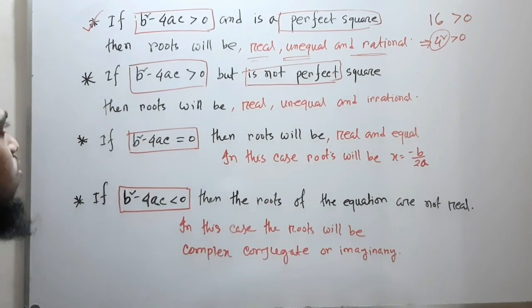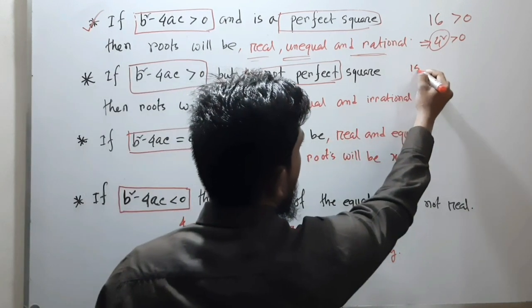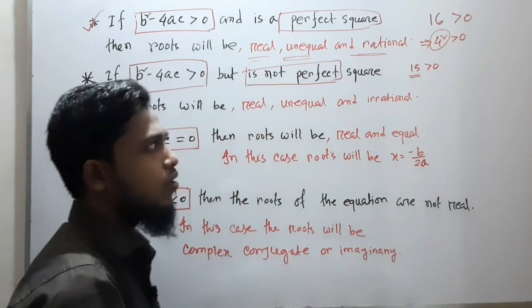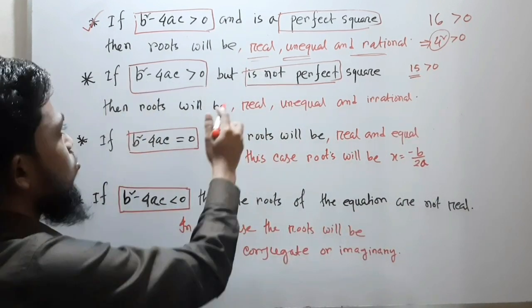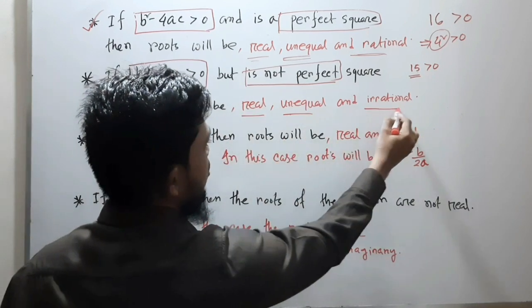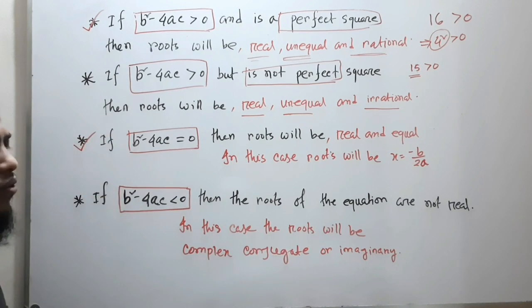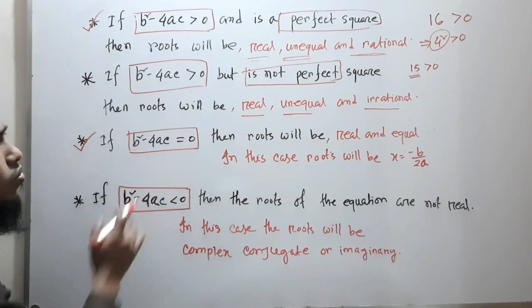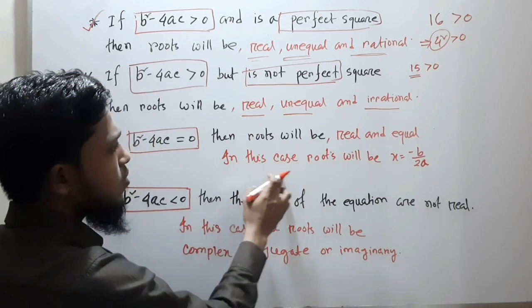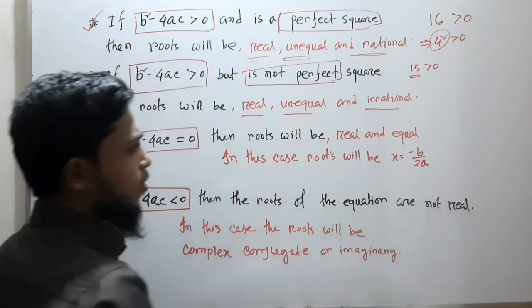suppose b square minus 4ac's value is 15, which is greater than 0 but 15 is not a perfect square. In this case, the roots will be real, unequal and irrational. Our third condition: b square minus 4ac is equal to 0, then the roots will be real and equal. In this case, roots will be x is equal to minus b by twice a.